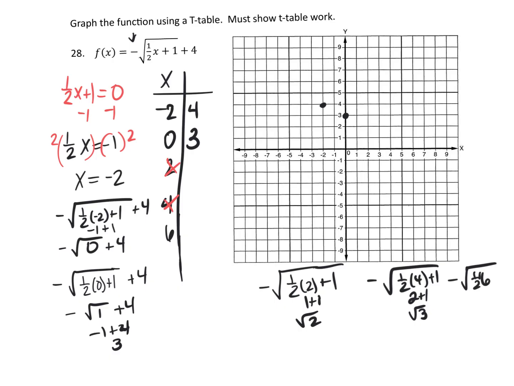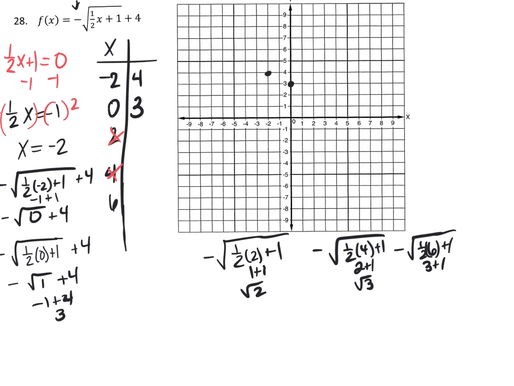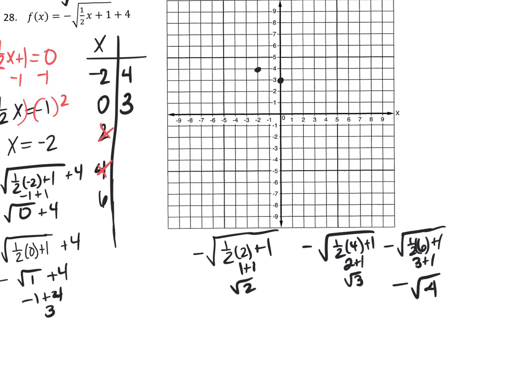1/2 of 6 plus 1, that's 3 plus 1. Okay, I'll continue with this because I know the square root of 4. Plus 4, that's negative 2, plus 4 is 2. So it goes out to 6, 2. I skipped these because I don't know the square root of 2 and square root of 3 without a calculator.